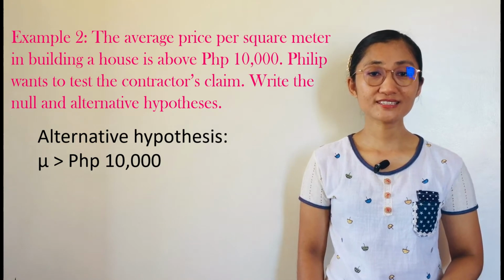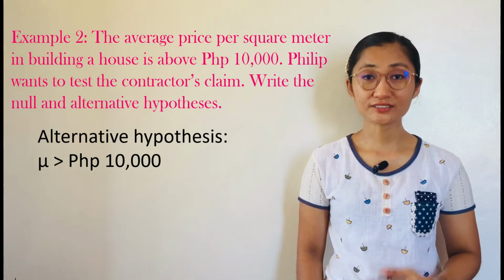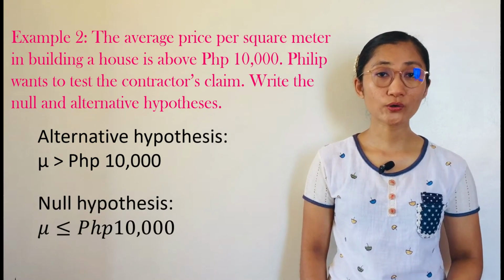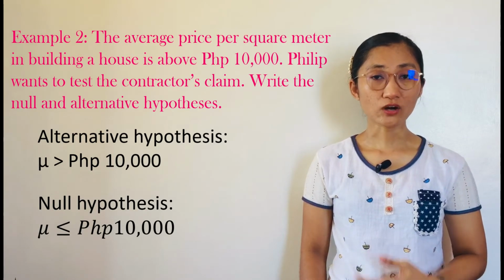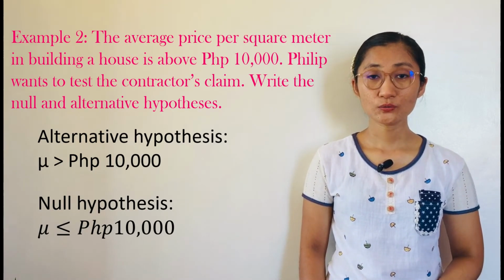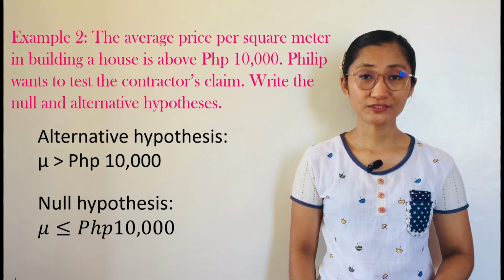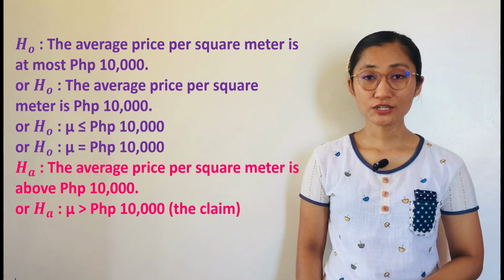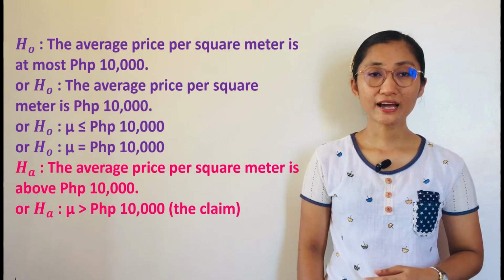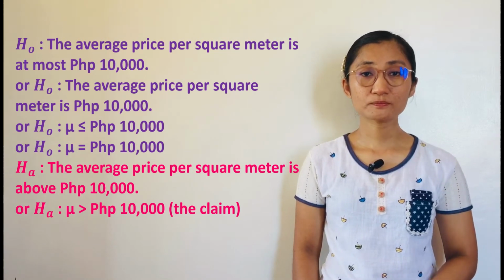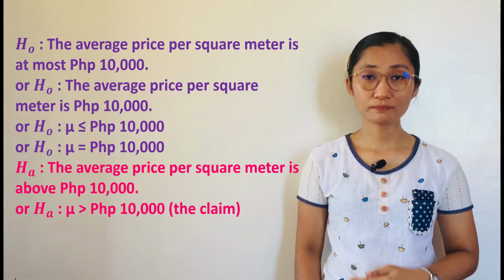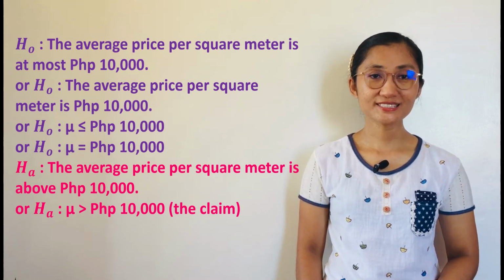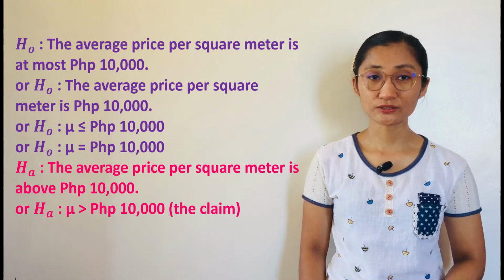It uses the greater than symbol, making it fall under the alternative hypothesis. The null hypothesis then is less than or equal to, being the complement of the alternative hypothesis, which in this case makes use of the greater than symbol. That is, H sub 0, or the null hypothesis, is the statement: the average price per square meter is at most 10,000 pesos. Or H sub 0 is the statement: the average price per square meter is 10,000 pesos.